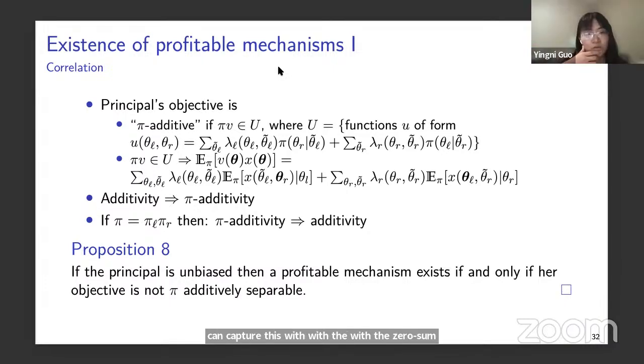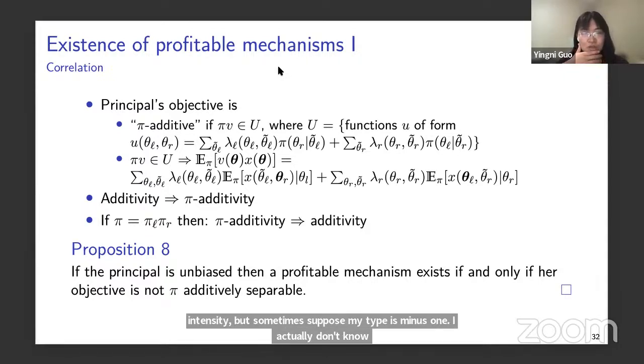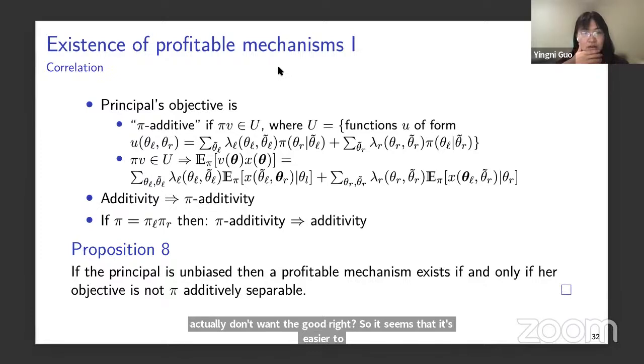Okay. So I want to follow up on this state-independent preferences discussion we had. My intuition is that if you add intensity of preferences, some version of your result still holds. But I was wondering what happens if not only we add intensity, but sometimes, suppose my type A is -1, I actually don't want the good, right? So it seems that it's easier to induce information in that setting.